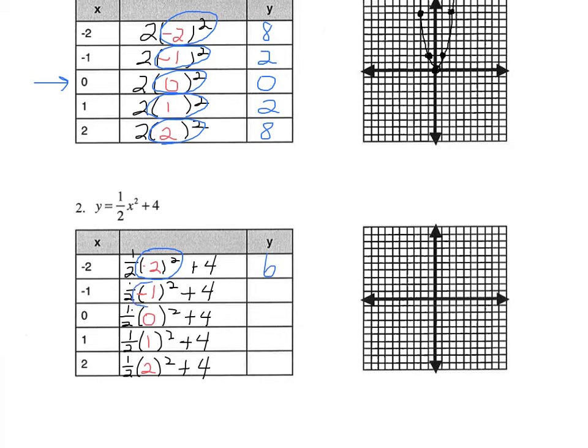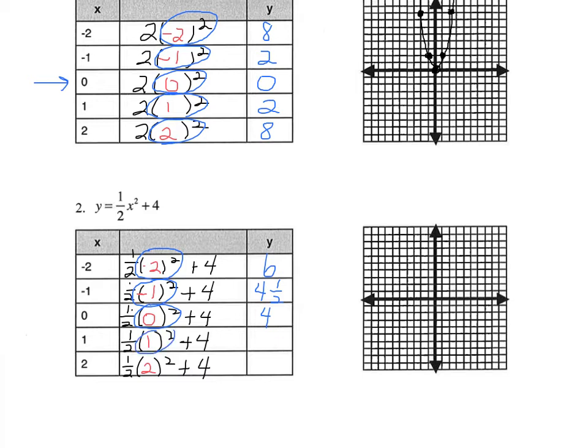Take -1 squared first. That's 1. Then I've got to take half times 1, which is a half. Plus 4 is 4.5. Plug in 0, and I'm going to take 0 squared first. That gives me 0. Half times 0 is still 0. 0 plus 4 is 4.